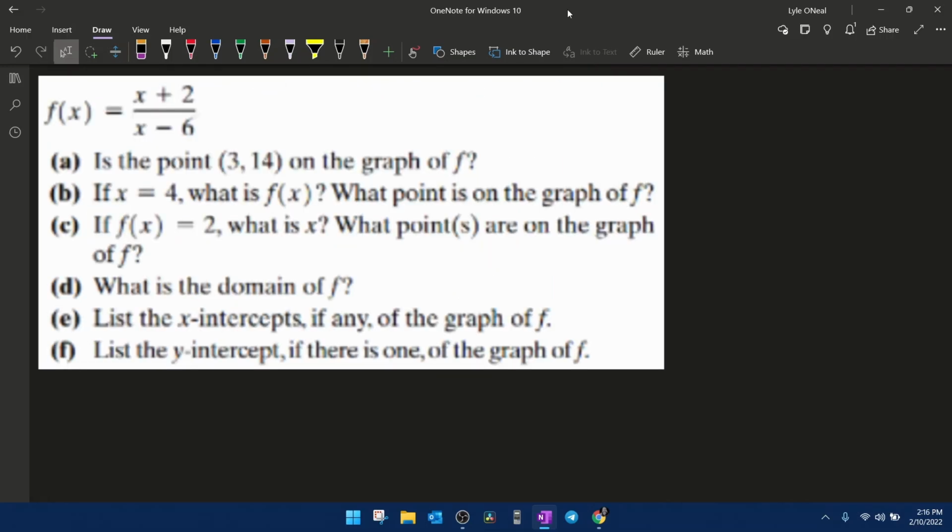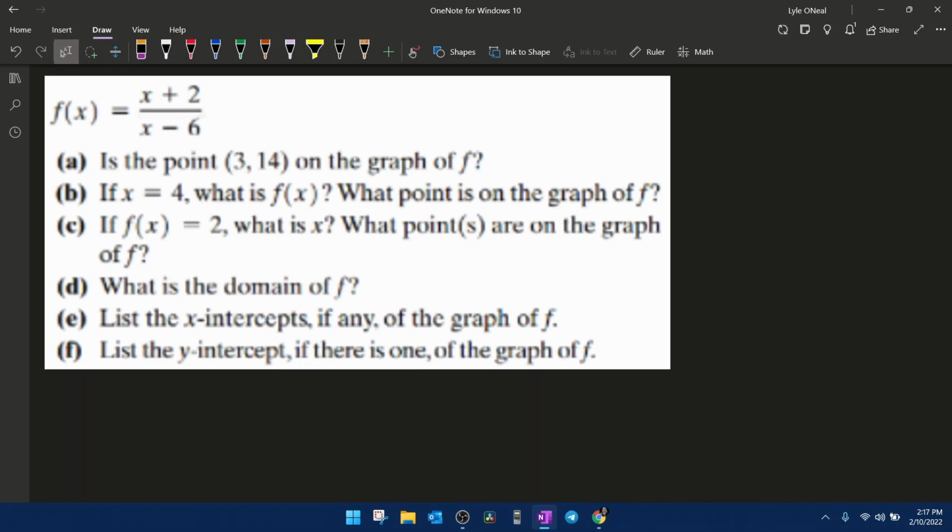And for the last portion of this lesson, here we're going to be given a function, and we're going to have to determine specific outcomes and answer specific questions about the given function. Part A, is the point 3, 14 on the graph of f? Well, if this ordered pair satisfies the function, that means if I substitute and I get equality, then it will be on the graph of f.